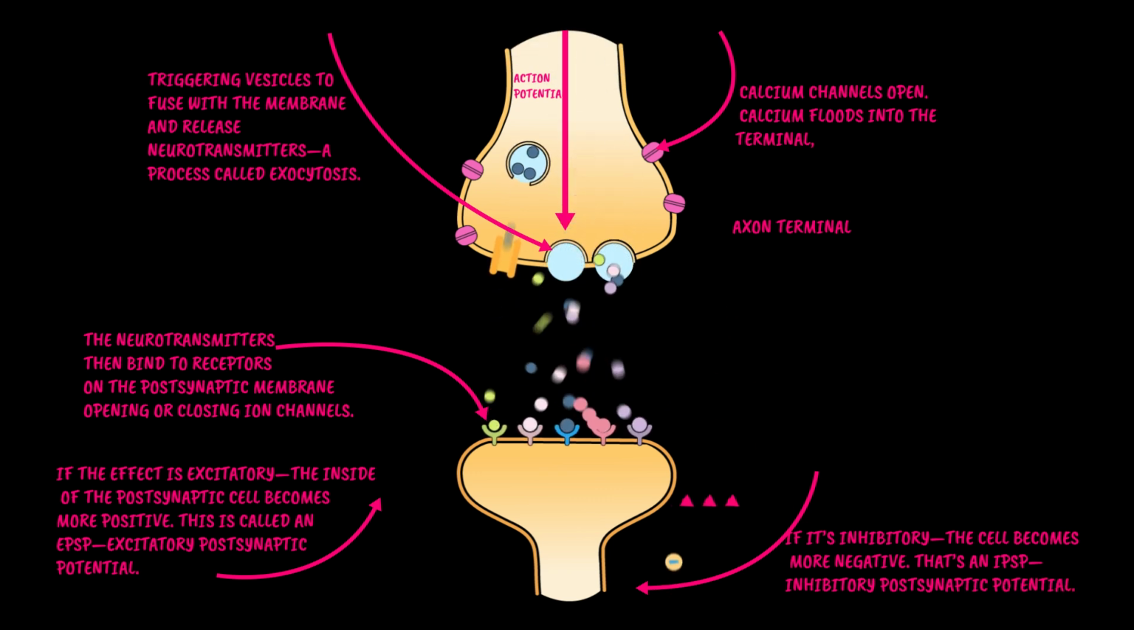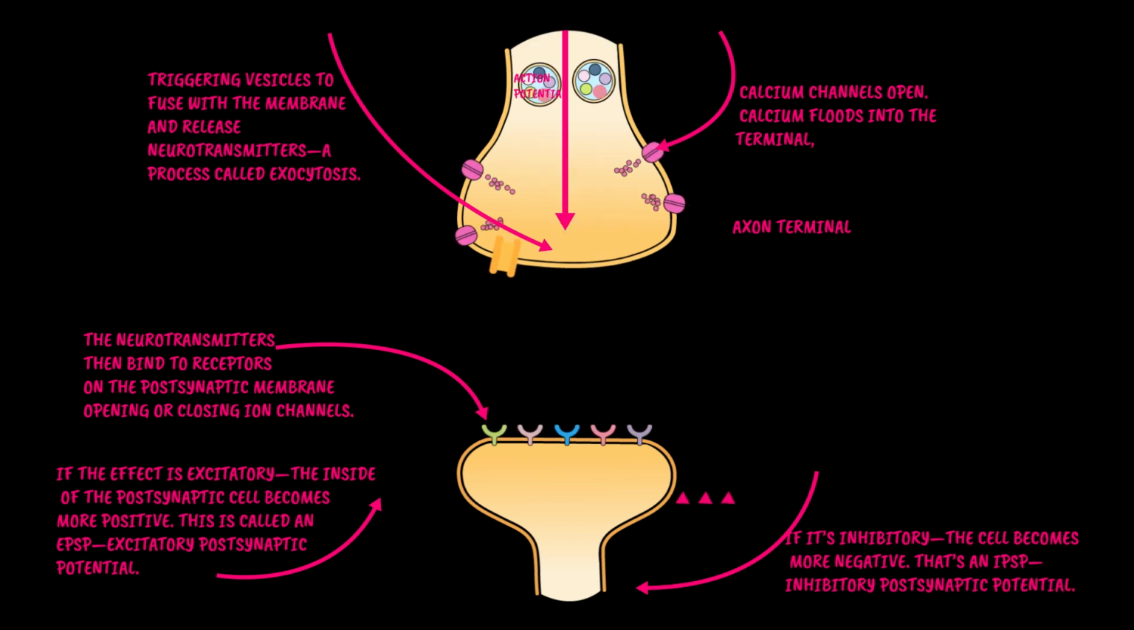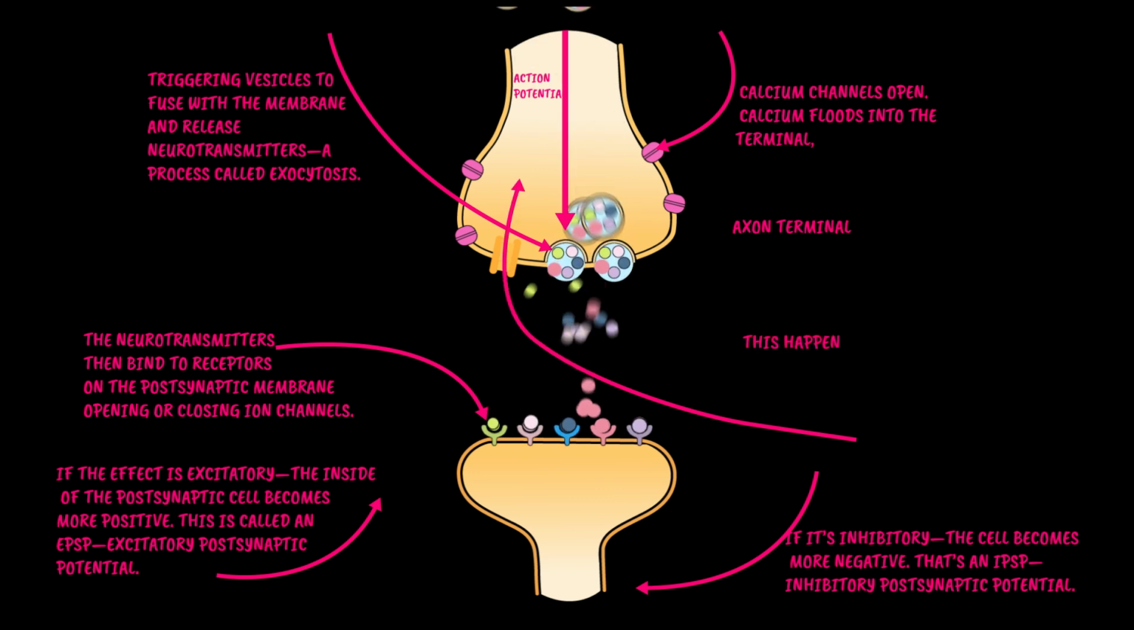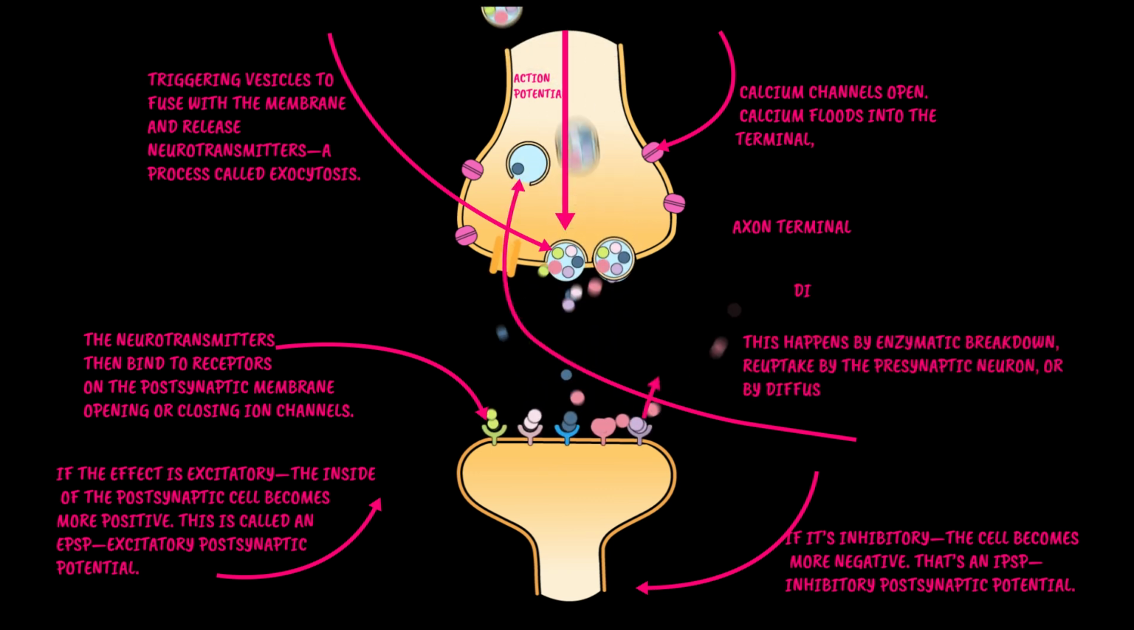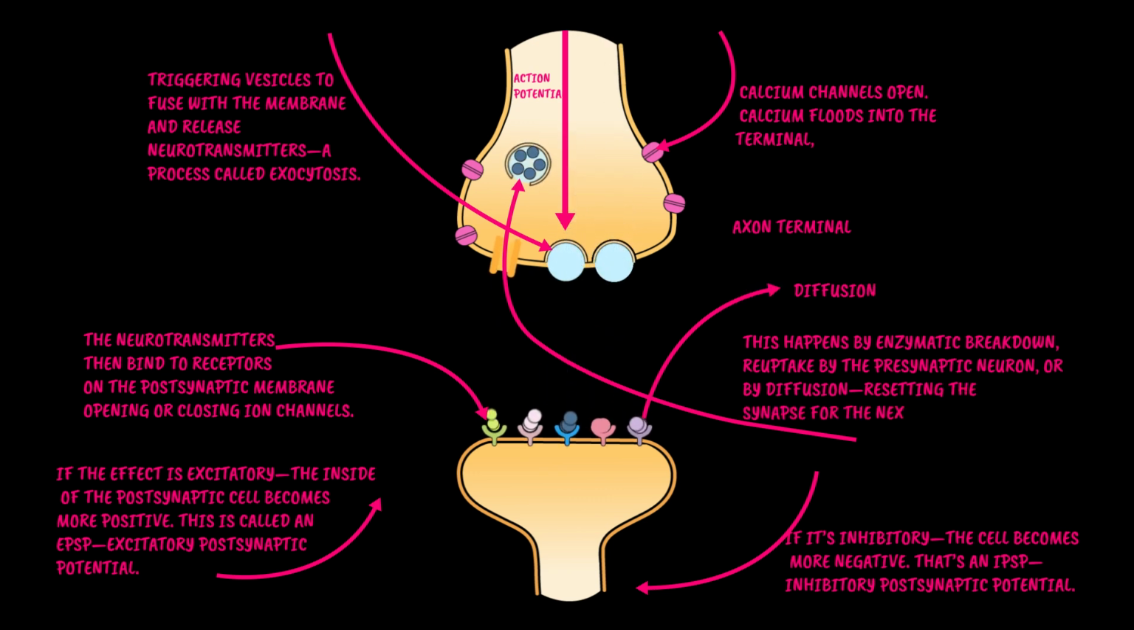To prevent overstimulation, neurotransmitters are quickly cleared from the cleft. This happens by enzymatic breakdown, reuptake by the presynaptic neuron, or by diffusion, resetting the synapse for the next signal.